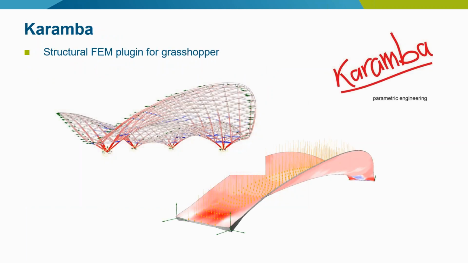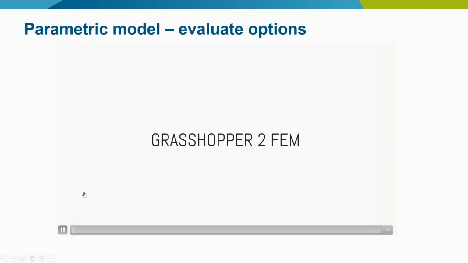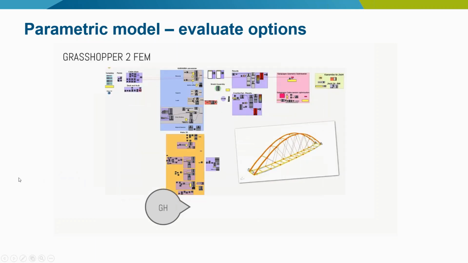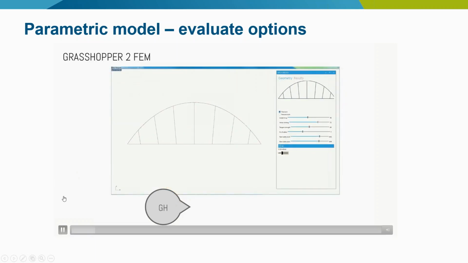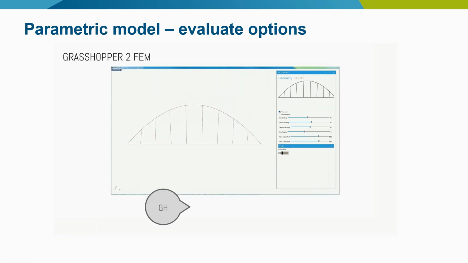And here you see 2 models which are created with Karamba, and you can do structural or FEM analysis, but also, for example, do cross-section optimization. And every time your parametric model updates, the FEM analysis is also updated. Here we see an example of how this works in Grasshopper. So we see a Grasshopper script for a cable stayed bridge, where we can change with the parameters the shape of the bridge and the number of cables.